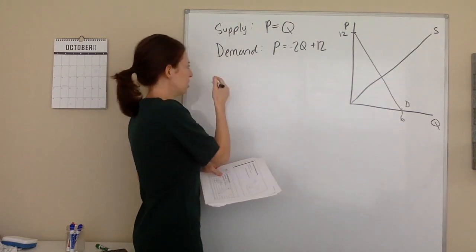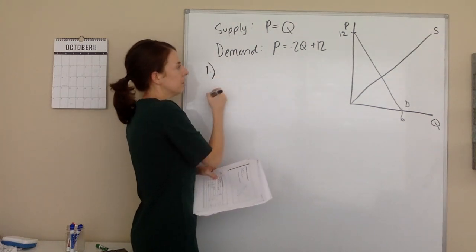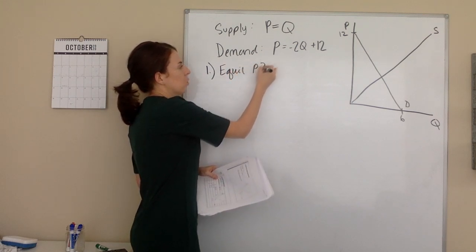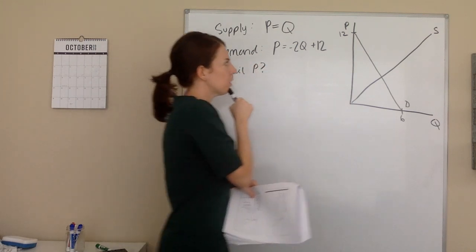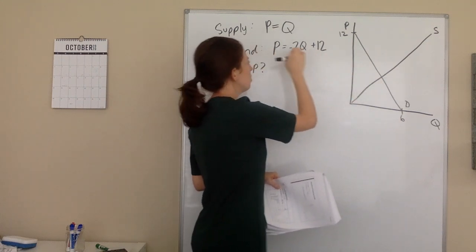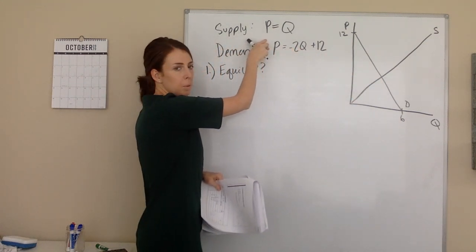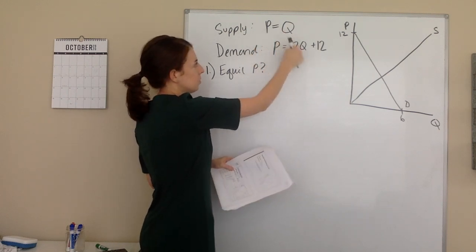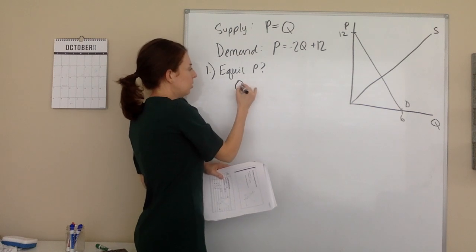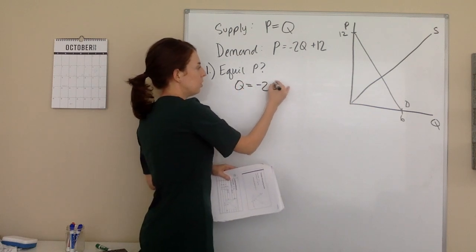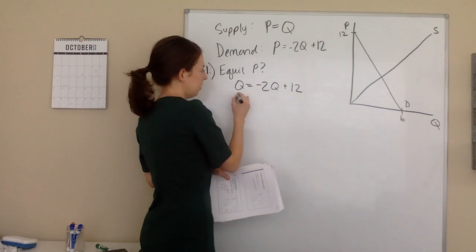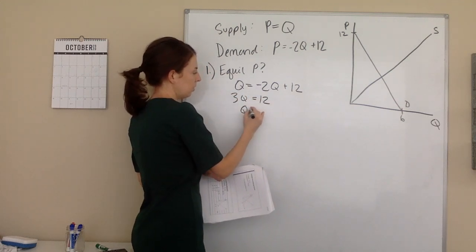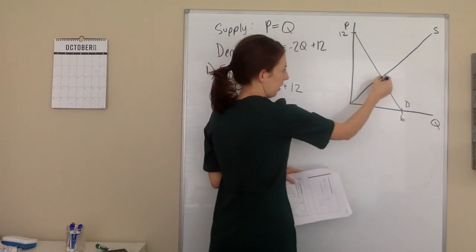Question number 1 is, what is the equilibrium price? Well, equilibrium is where supply and demand intersect, so you can just take these two equations and set them equal to each other. If you set this equal to this, you get Q equals negative 2Q plus 12. This gives you 3Q equals 12, Q equals 4.